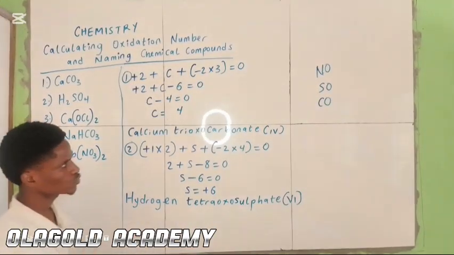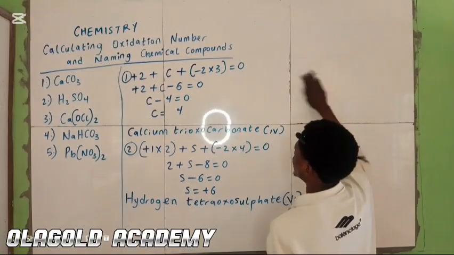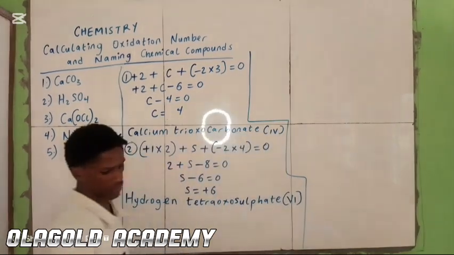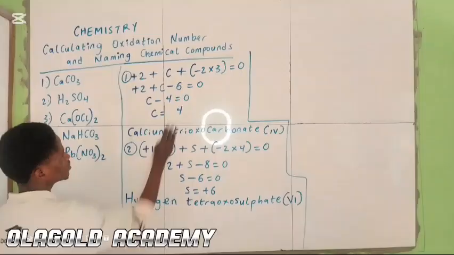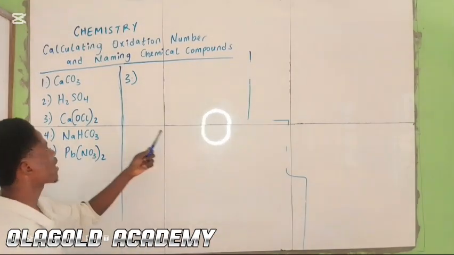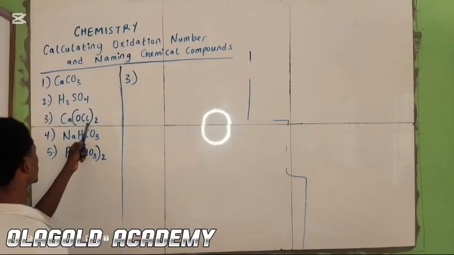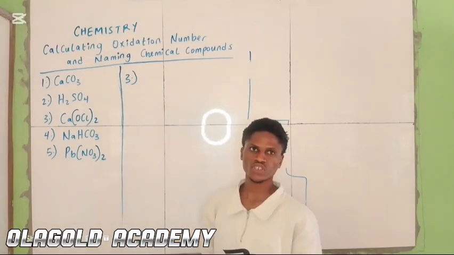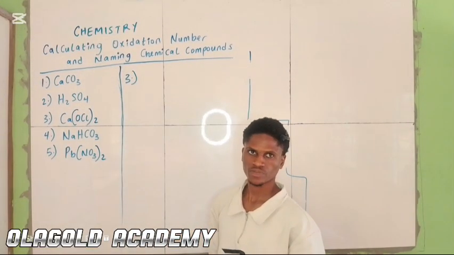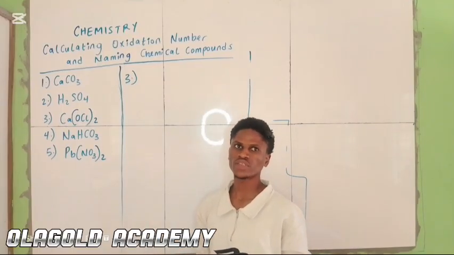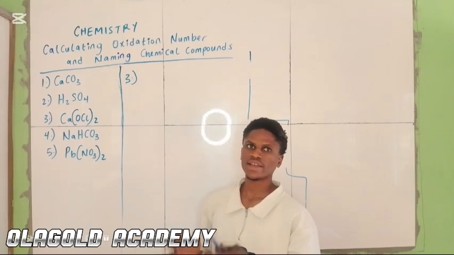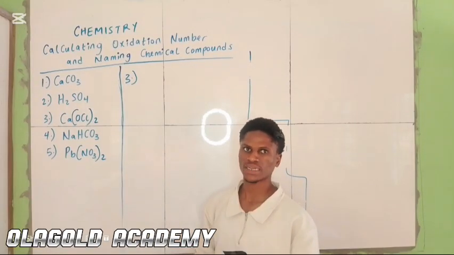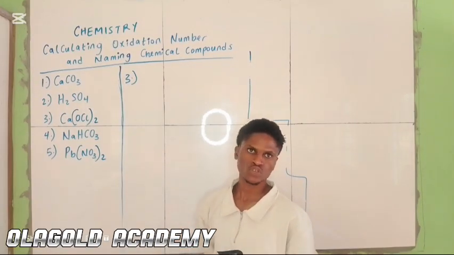Number 3 now. Number three, I have Ca in bracket OCl close bracket 2. When it comes to compounds like this, the first thing to do is to open the bracket. In some cases, if you are asked to calculate the relative molecular mass of a compound, and some of the atoms are in brackets, the first thing to do to avoid mistake is to always open the bracket first. Open the bracket first, then continue to calculate.